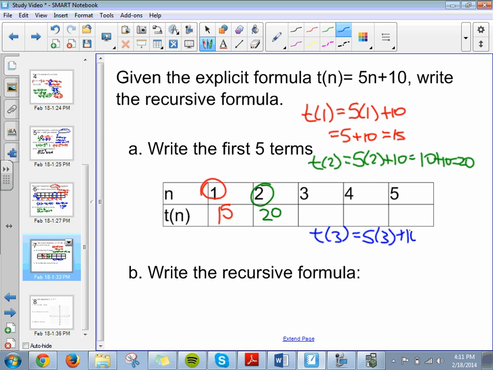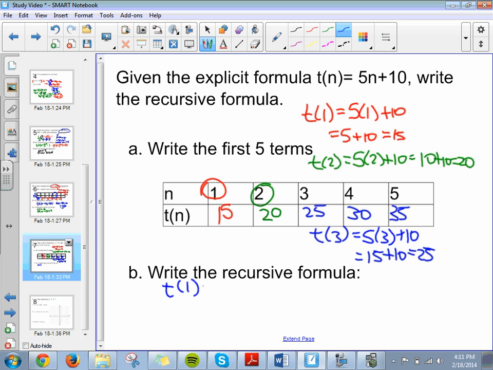So one last time, we'll plug it in. T of 3 will be equal to 5 times 3 plus 10, which is going to be 15 plus 10, which is equal to 25. So 25, the next one will be 30, and then 35. And if you're not sure where I'm getting these numbers, keep plugging into your equation.